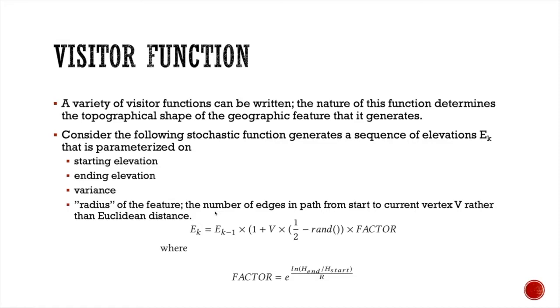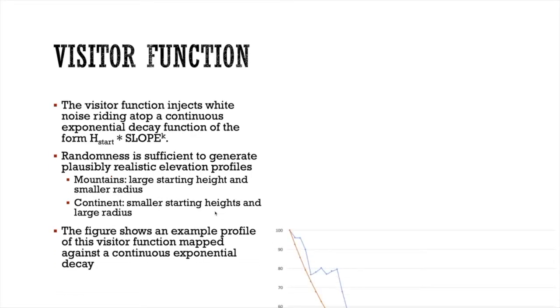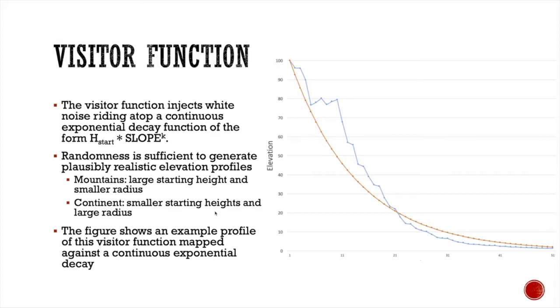While I won't go through the details here, I will simply indicate on the next slide that this visitor function does inject white noise riding atop a continuous exponential decay. So that if one were to unwind this function, stepping through 50 iterations of this sequence, you might achieve the line given in blue in the diagram on the right, where a closed form exponential decay would smoothly decay across those same 50 samples as shown by the red outline.